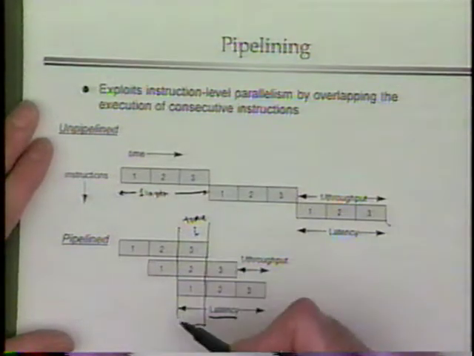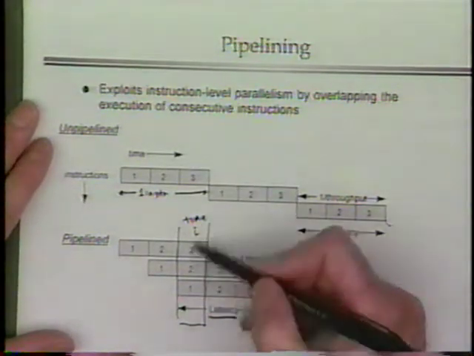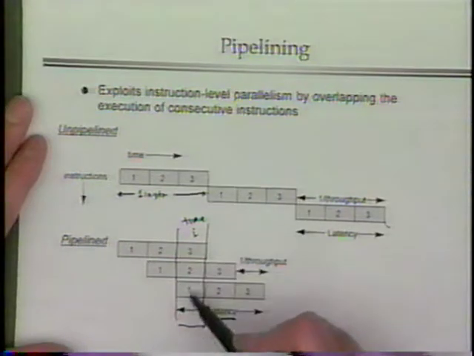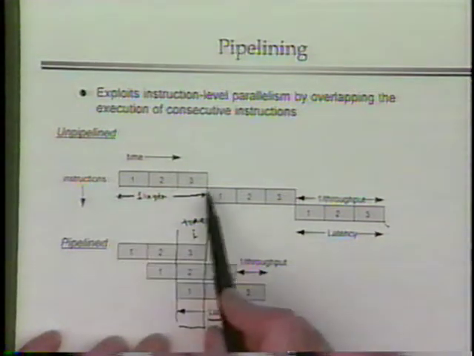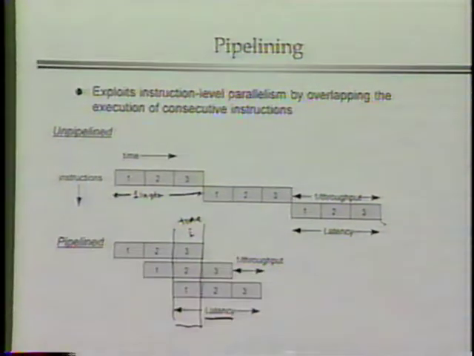Now, one of the things that makes this work is that if you look at any particular point in time, each instruction that you're partially executing is in a different phase. And that depends on the fact that we've got each instruction using each of these 3 phases only once.